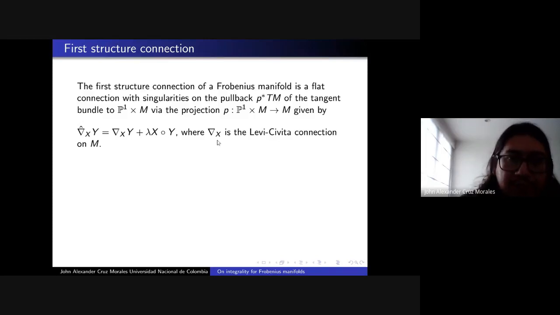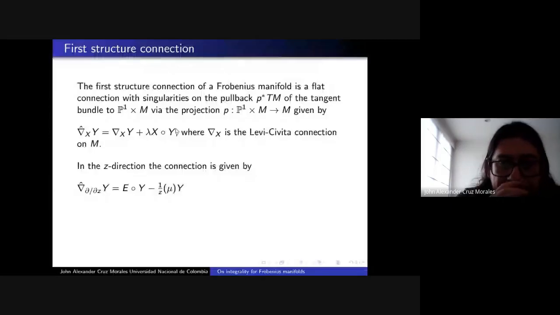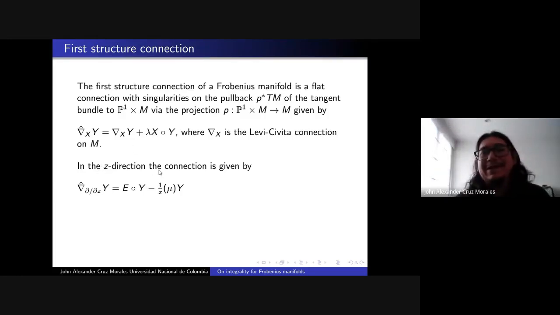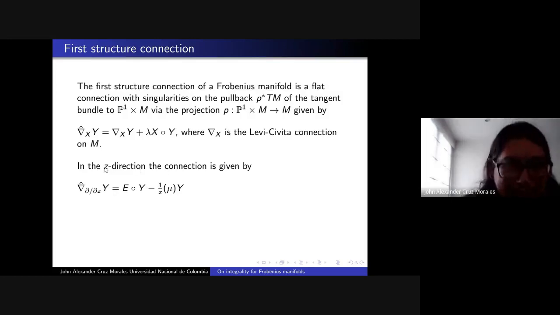This is also known as the extended connection. And here is a typo. This should not be in the z direction, it should be in the lambda direction. So in the lambda direction, we get this equation, and this connection is, in fact, the main actor of the talk today. This is the main object I want to discuss today.